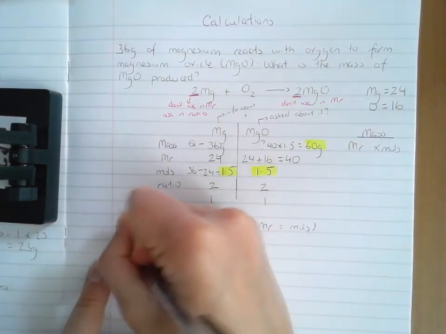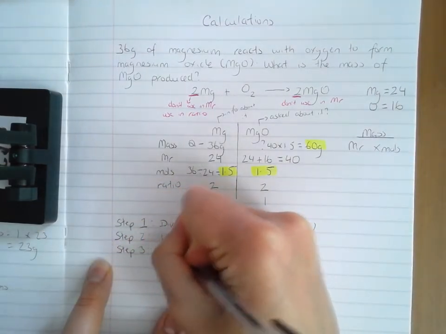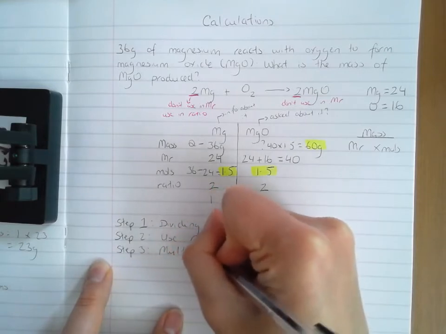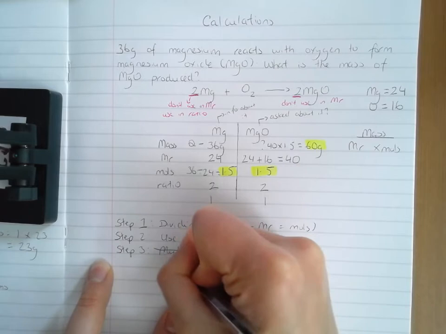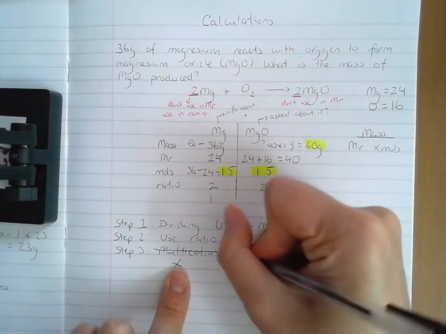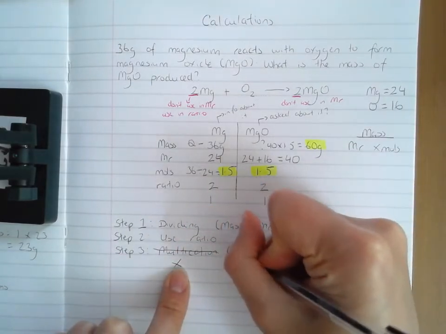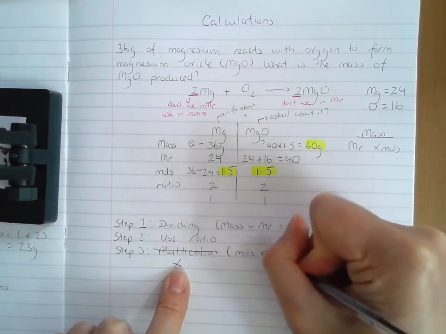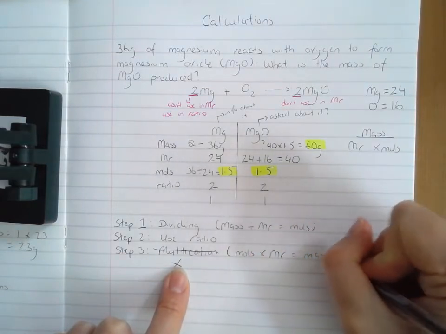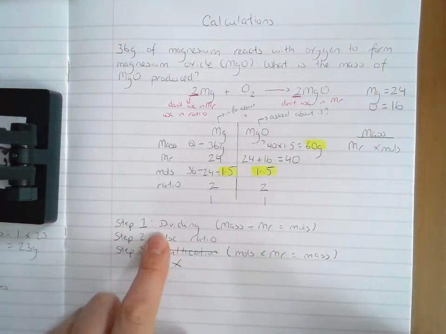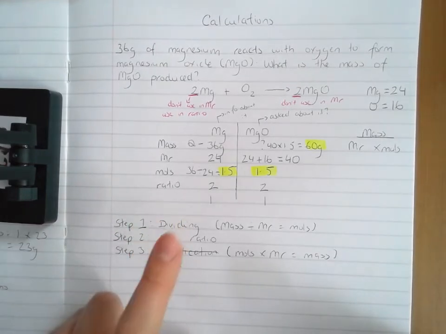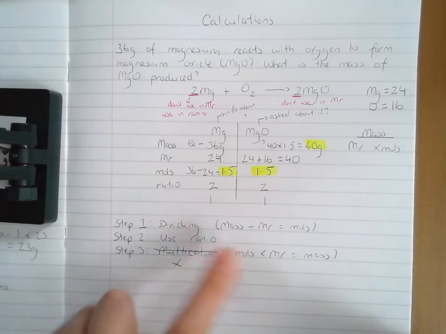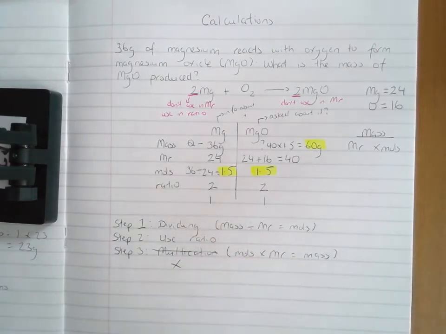And then in our final step, step 3, that's always going to be some sort of multiplication. Multiplication, it's not how you spell it. Multiplication, okay? And you're going to be doing moles times formula mass equals mass. So you're going to divide, you're going to use the ratio, and then you're going to multiply. They'll be the 3 calculations. Divide, using the ratio, and multiplying. And they will be the 3 calculations for the 3 steps to get you your 3 marks, okay?